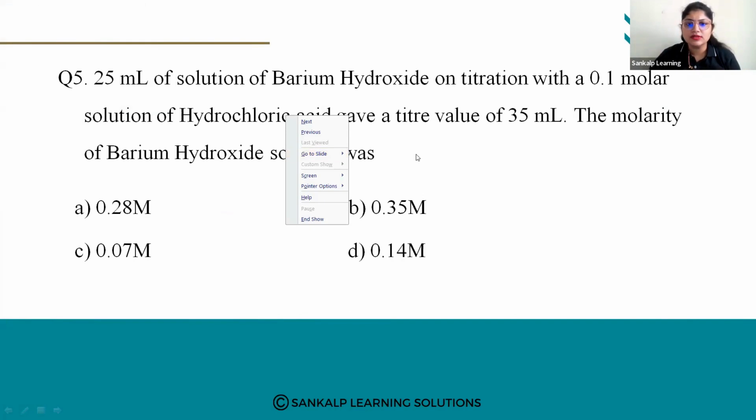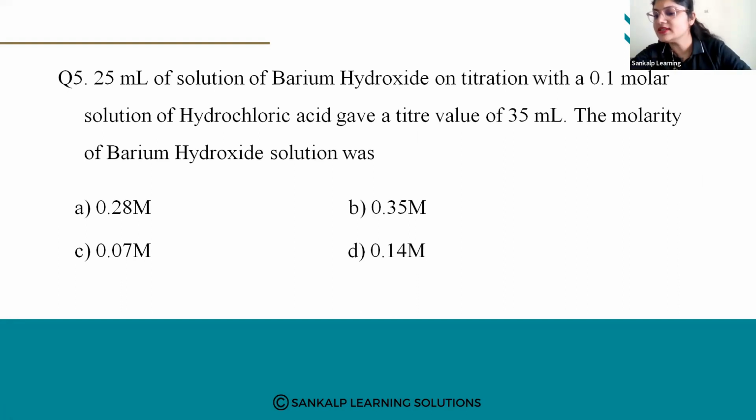So this problem is based on molarity. So 25 ml of solution of barium hydroxide on titration with 0.1 molar solution of hydrochloric acid gave a titer value of 35 ml. Okay, so the molarity of barium hydroxide solution is, so this is an acid base titration. One solution is acid, another solution is base. So it is a type of neutralization reaction.